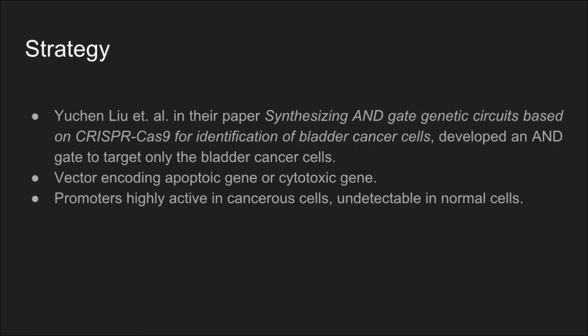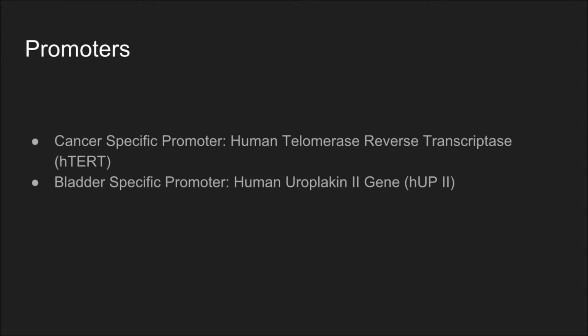A vector encoding an apoptotic or cytotoxic gene driven by a cancer-specific promoter is used to kill only cancer cells in which the selected promoter is highly active. A promoter highly active in cancerous cells and undetectable in normal cells is chosen for this strategy. The two chosen promoters are the cancer-specific promoter, human telomerase reverse transcriptase, hTERT, and the bladder-specific promoter, human uroplakin 2 gene, hUP2.